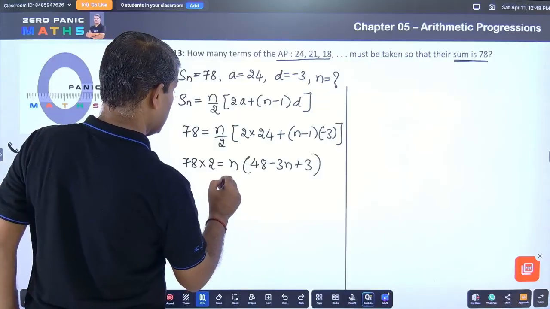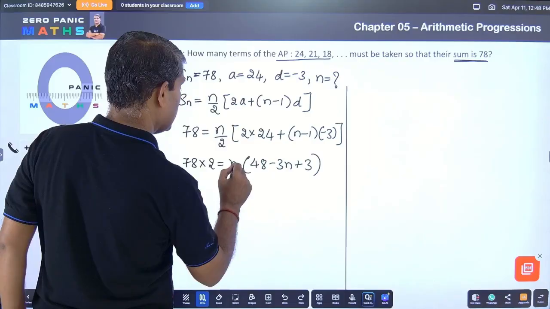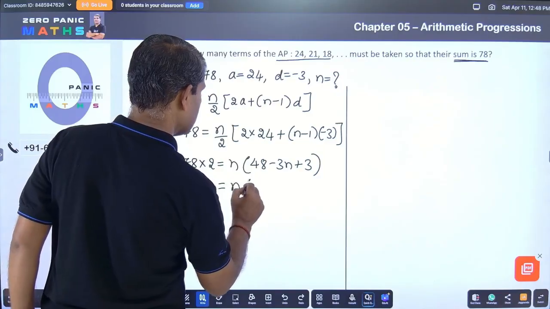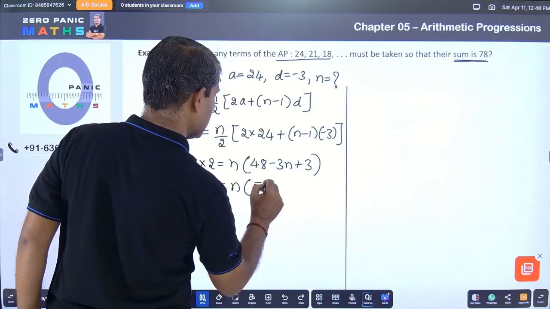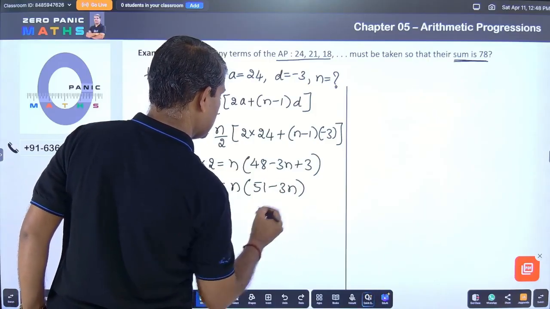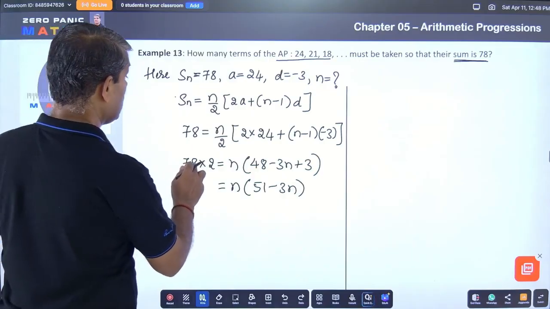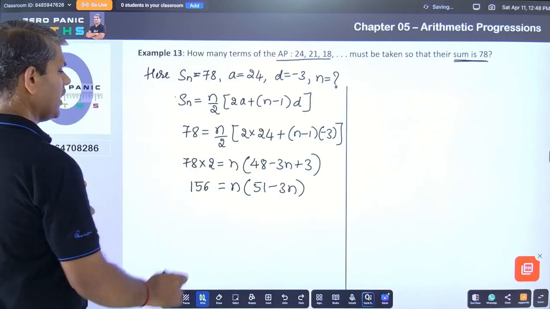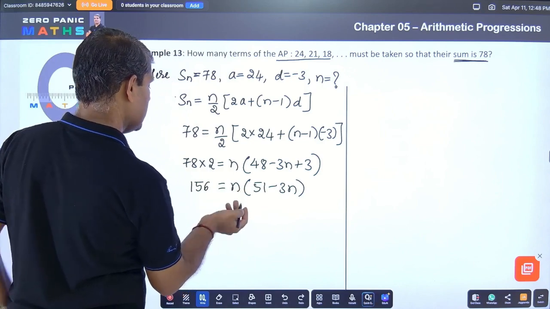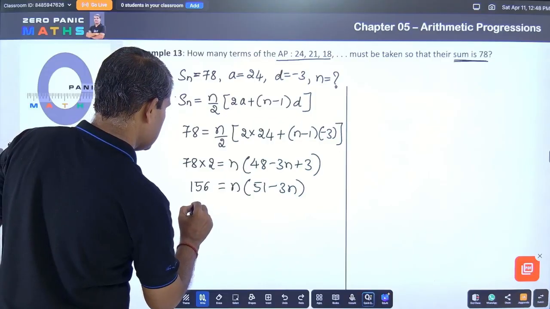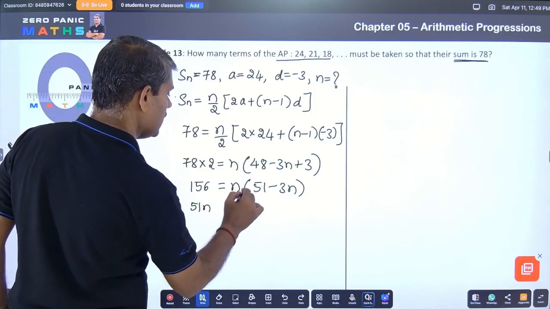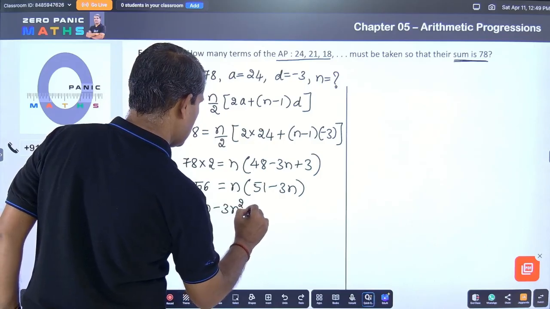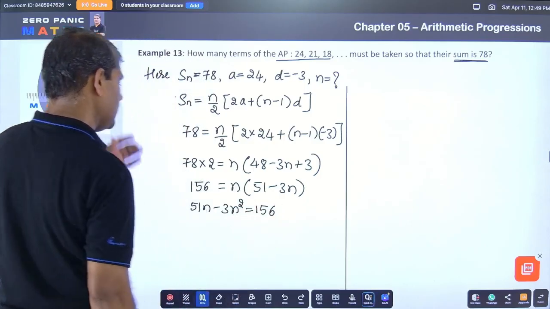Let me write this 48 plus 3 first. That is 51 minus 3n is equal to, what is this? It is 156. Let us multiply n and swap this first. So that is 51n minus 3n square is equal to 156, right?